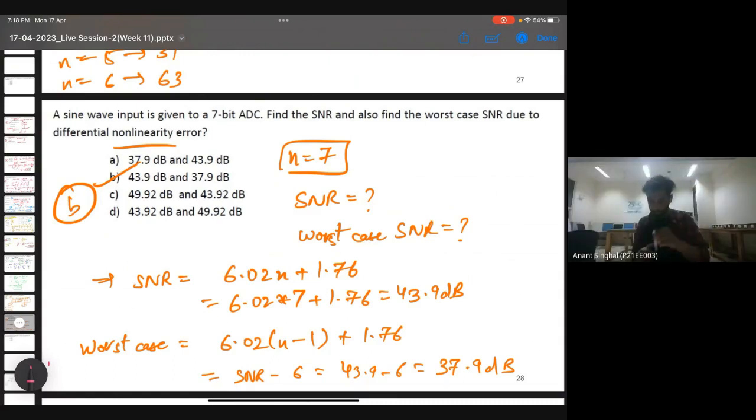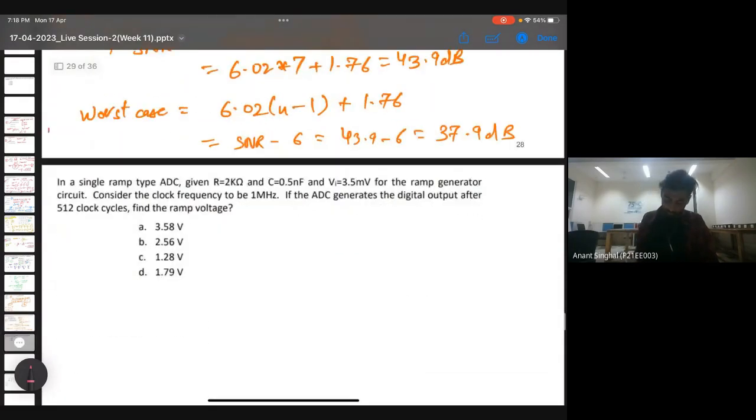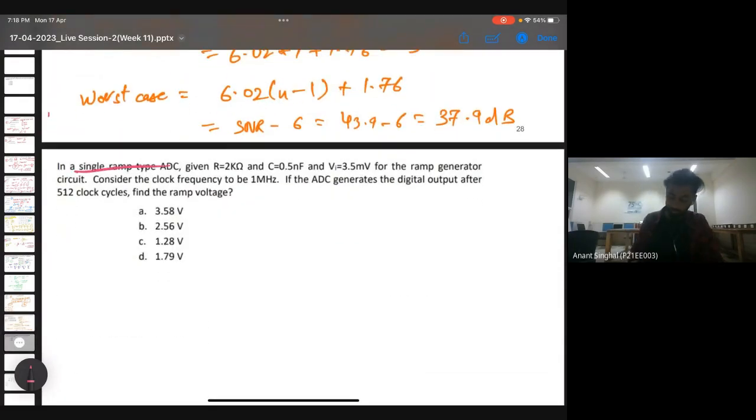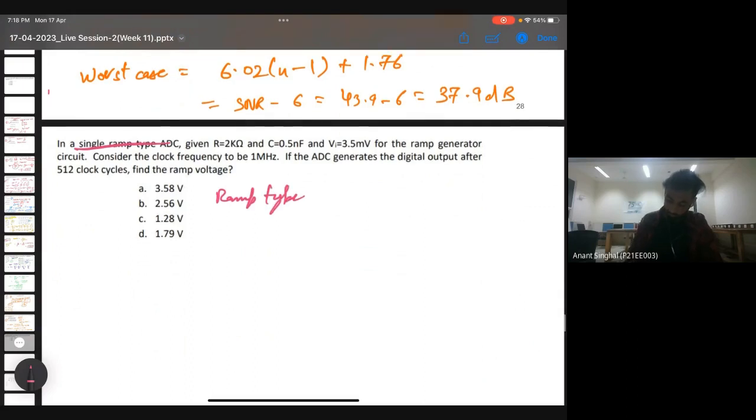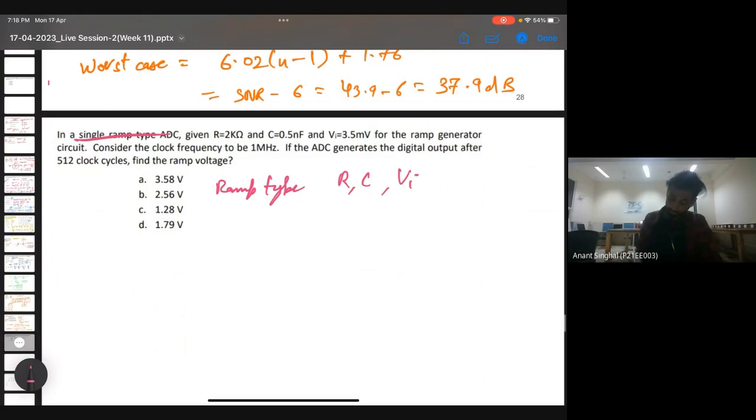Okay, so let's proceed with the next problem now. It says it is a single ramp type ADC. The question says it is a ramp type ADC with certain RC and input voltage given. The clock frequency is 1 megahertz. If the ADC generates the digital output after 512 clock cycles, what is the ramp voltage?